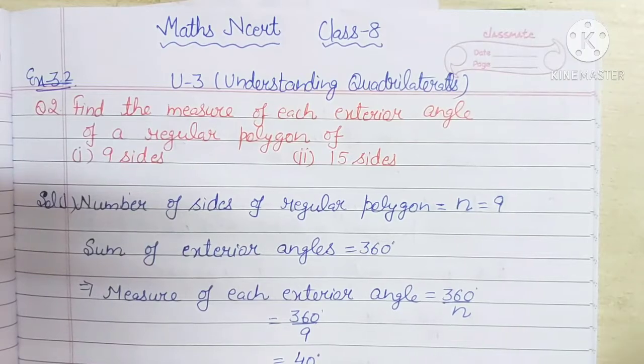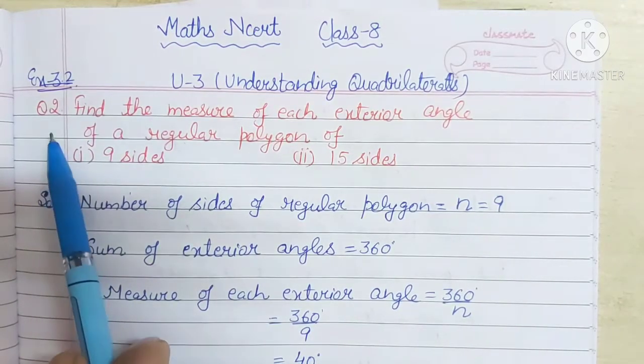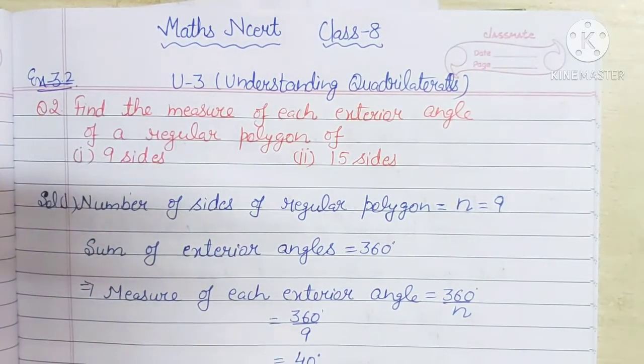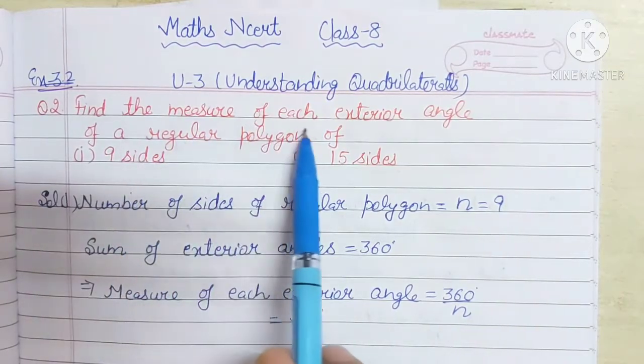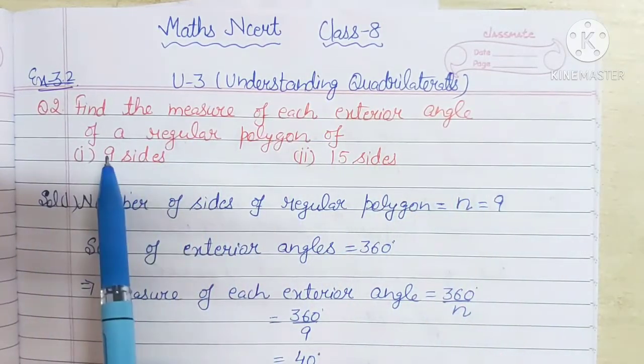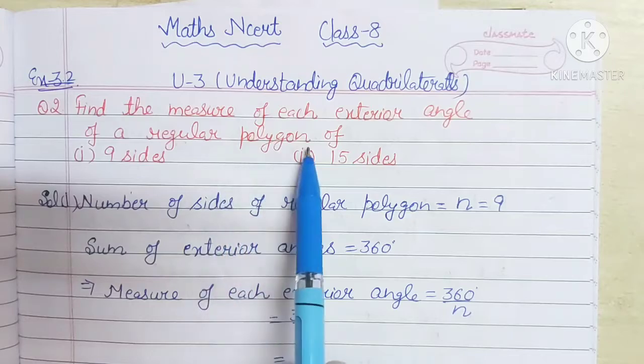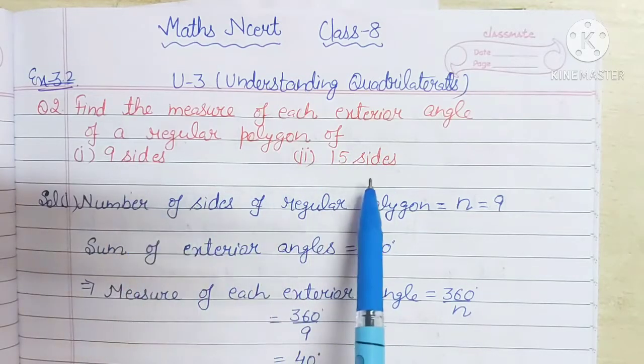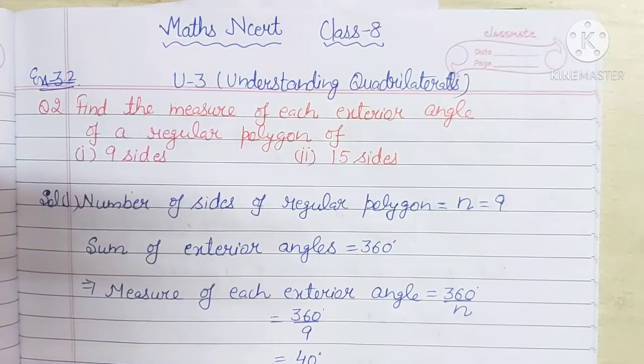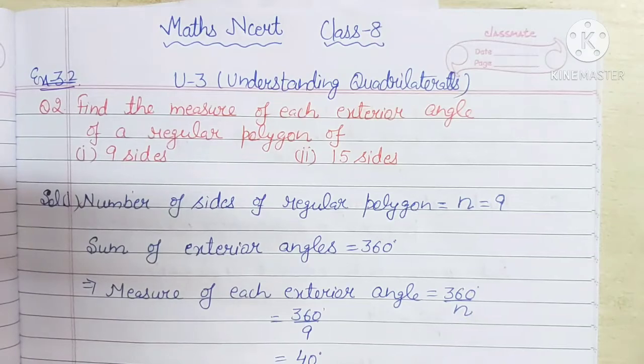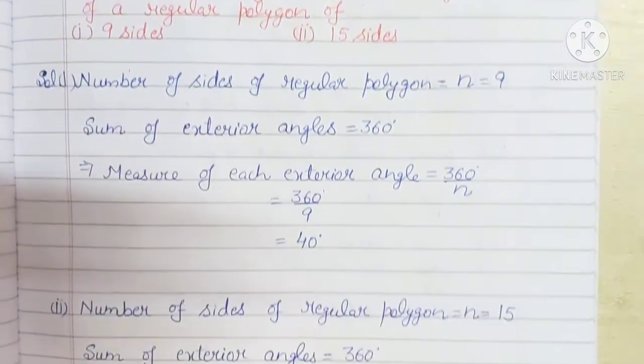Hello dear students, now we are going to do question number 2 of exercise 3.2. The question is: find the measure of each exterior angle of a regular polygon of 9 sides and 15 sides. A regular polygon is given and the number of sides are given. You have to find out each exterior angle. So how will we find it?